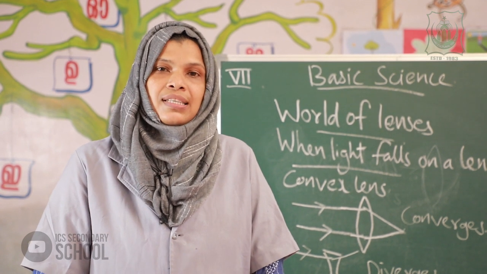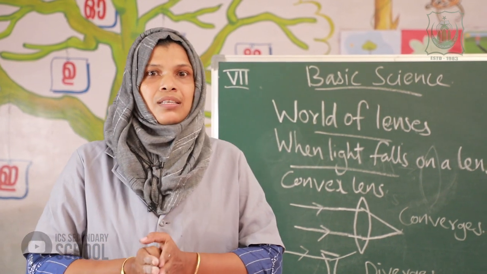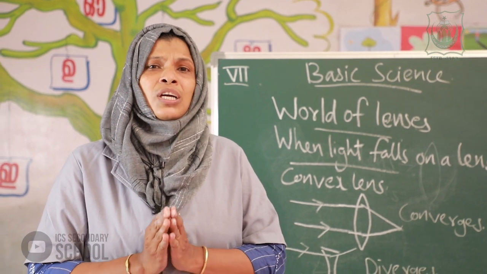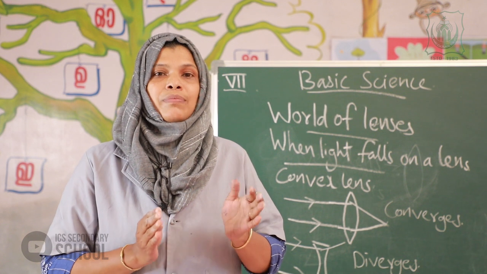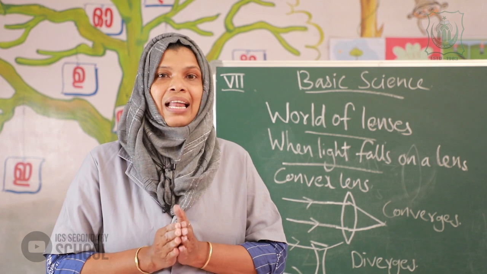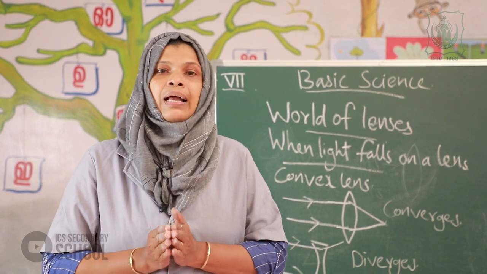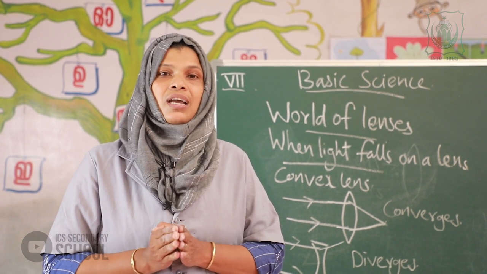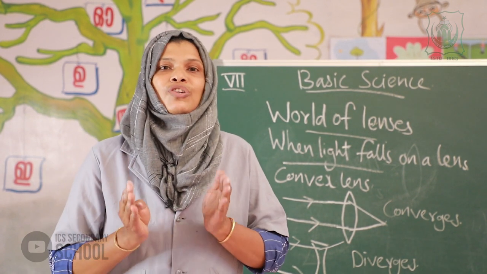Next, can you tell me the uses of lenses? Lenses are used as spectacles to rectify defects of vision. They are also used to see tiny objects or tiny letters in bigger size. We use a hand lens, which is a convex lens. Convex lenses are also used in microscopes, telescopes, cameras, projectors, etc.